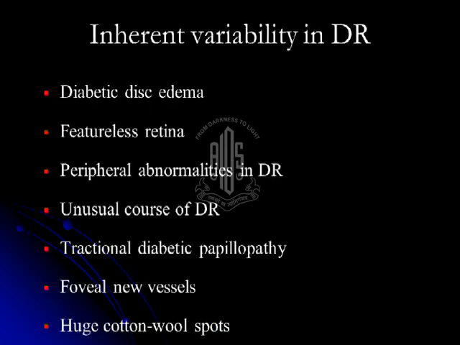How is inherent variability of diabetic retinopathy manifest? It comes through diabetic disc edema, featureless retina, we'll talk about this, peripheral abnormalities, we think it's a central disease but there are situations where the periphery is also involved, unusual courses that diabetic retinopathy can take, tractional diabetic papillopathy, which is something we'll look at, and a few other miscellaneous things like foveal new vessels and huge, large cotton wool spots.